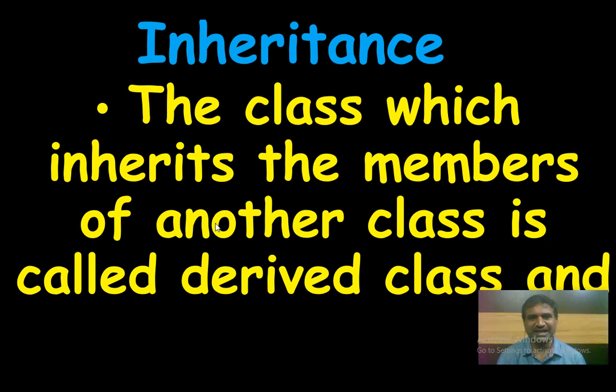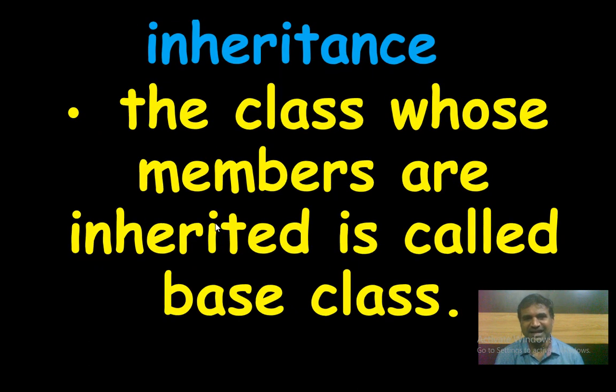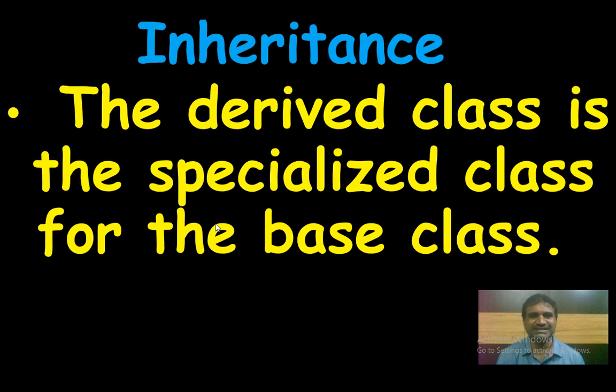So the class which will inherit the members of another class is called a derived class. And in such a way, you can reuse, extend, or modify the attributes and behaviors which are defined in another class. The class whose members are inherited is called the base class. The class which is deriving the features is called the derived class. So the derived class is a specialized class for the base class. So a special level class is derived, a general level class is the base class.